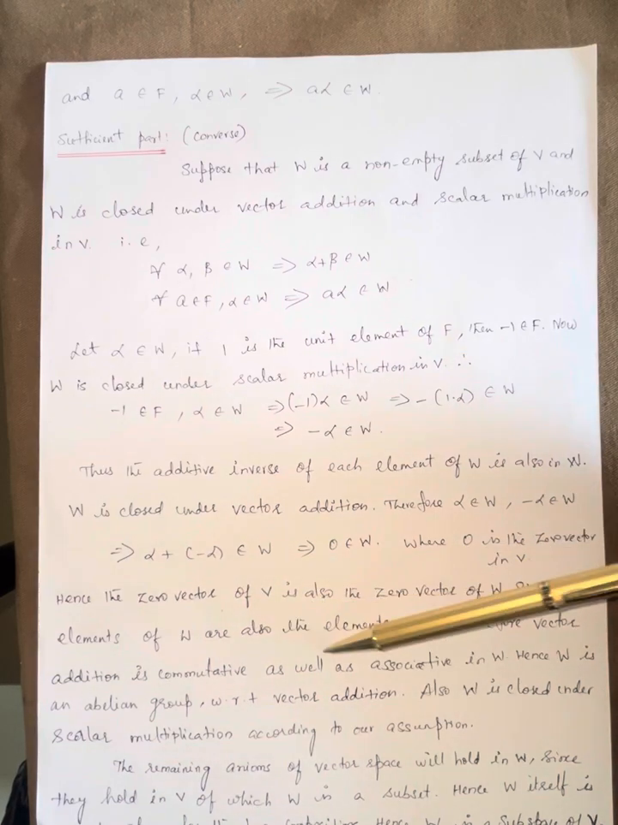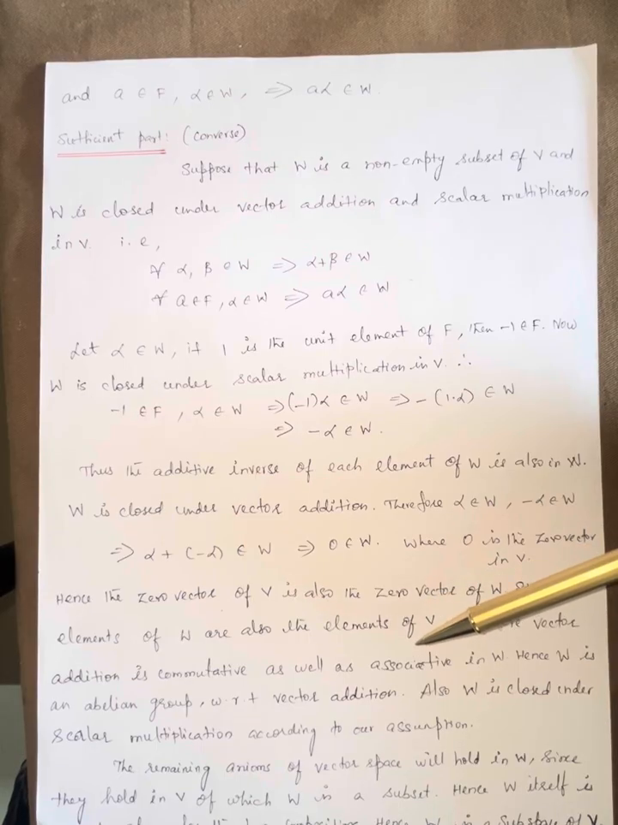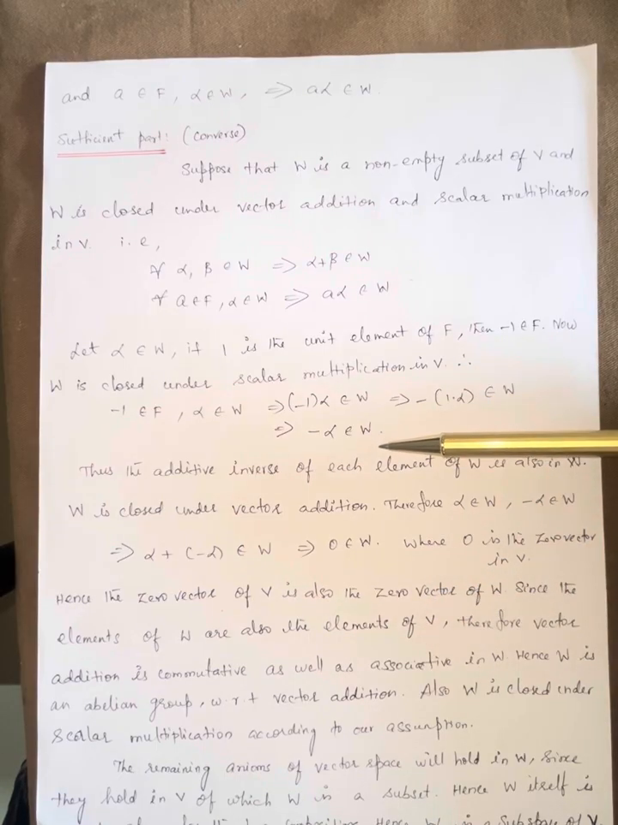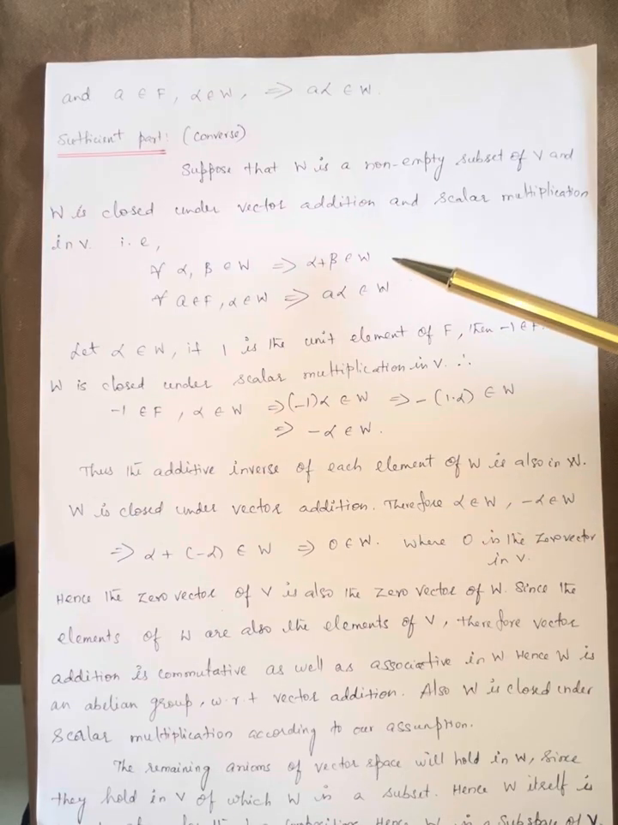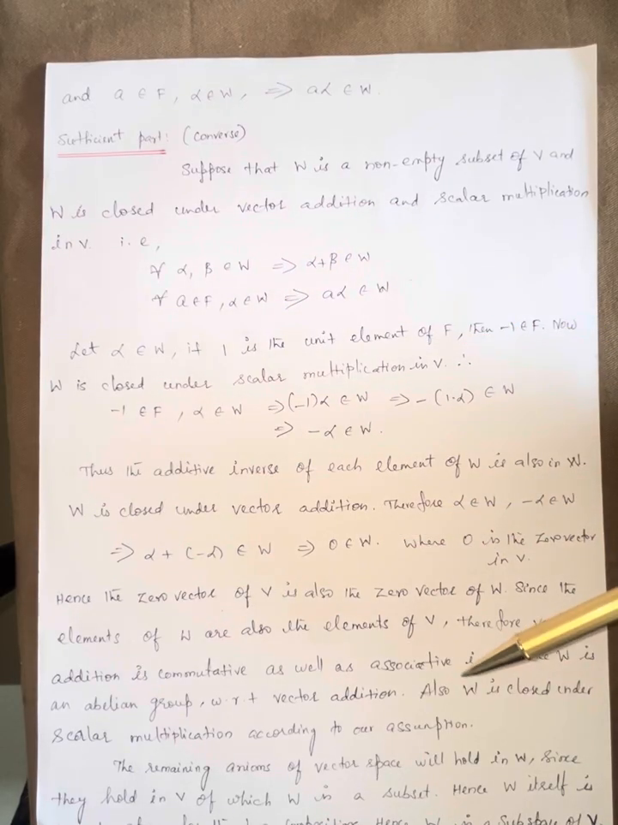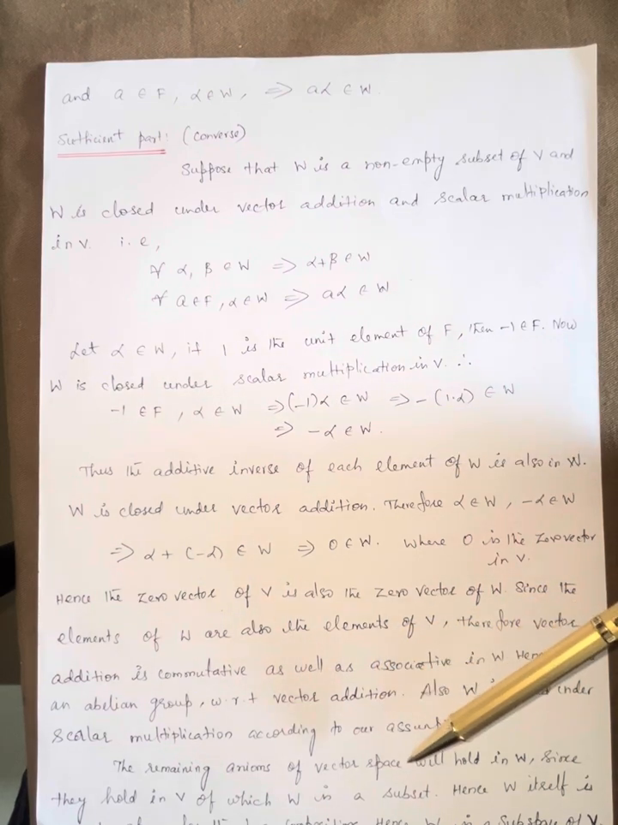Since the elements of W are the elements of V, therefore vector addition is commutative as well as associative in W. Hence, W is an abelian group with respect to vector addition. Also, it is closed under scalar multiplication according to our assumptions. So here, how do we say it is going to be a commutative or abelian group? It means it has an inverse, it has an identity element 0, and it is already closed under vector addition and scalar multiplication. It is commutative, associative, everything is satisfied, and hence it is an abelian group.